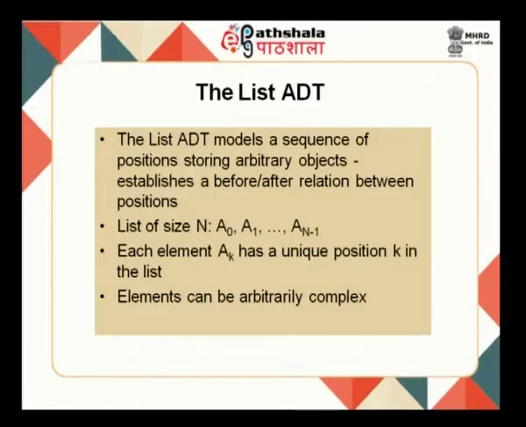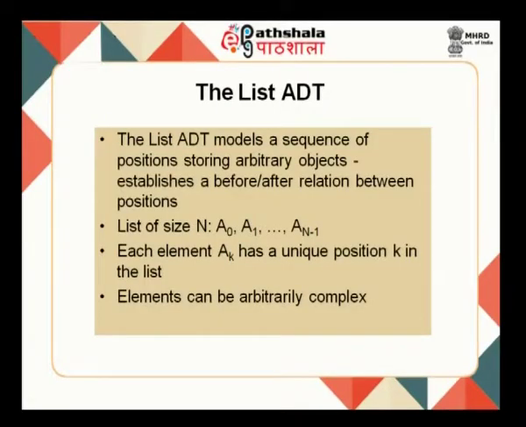So, now let us go to the list ADT again. The list ADT models this sequence that we were talking about, sequence of position, storing arbitrary objects. Now, remember it had to be homogeneous objects, but it can be arbitrary, that means it can be complex objects also. And when you put it in a list, you obviously have a before and after relation between the elements, between the position, that is implicitly there. So, if you put 5, 9 and 6 in a list, it means 5 comes before 9, 9 comes before 6.